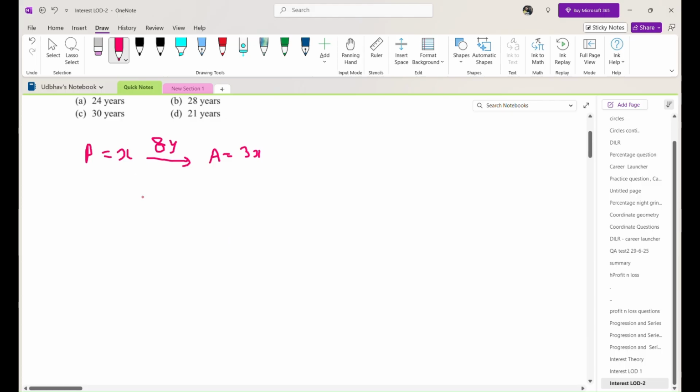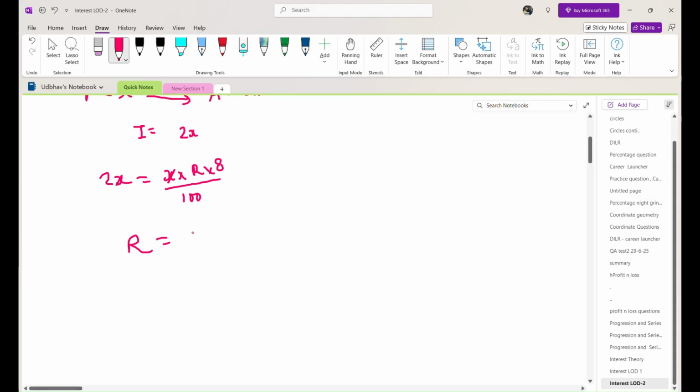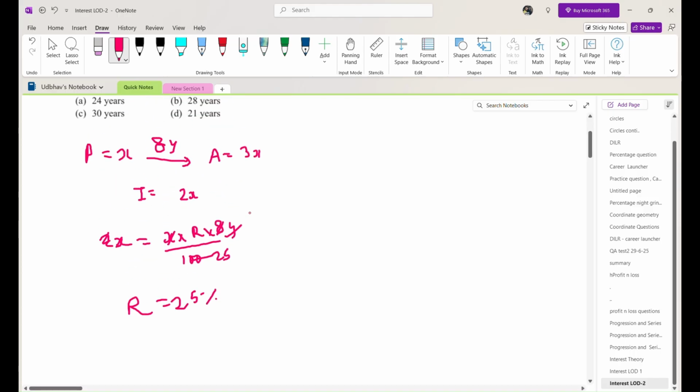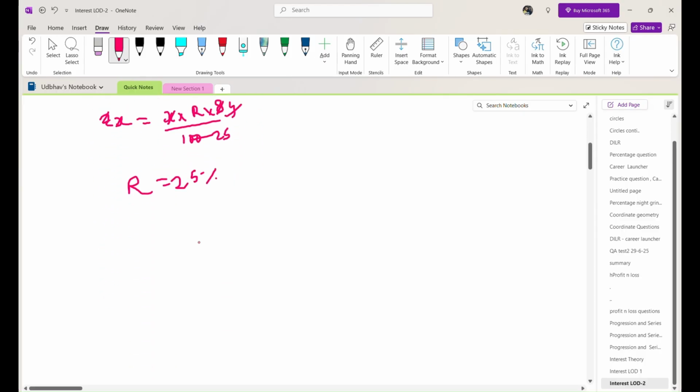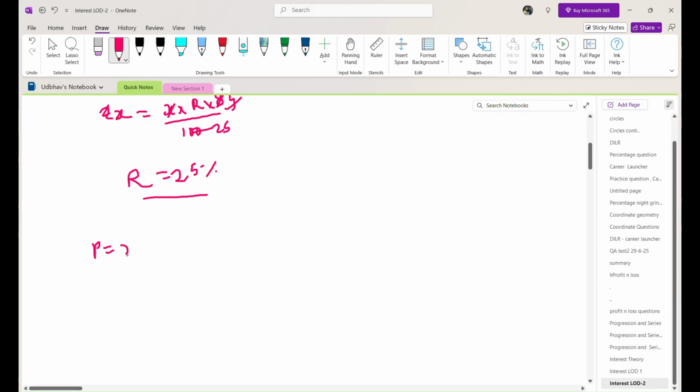So from here we can find the interest will be 2x, so 2x equals P into R into time 8 years upon 100. So from here we get R equals, this will cut 4 and this will be 25, so R equals 25%. Now we are told to find in how many years it will become 8 times at the same rate. So we have to keep the rate constant, but when our principal is x, the amount should be 8x, so the interest will be 7x.